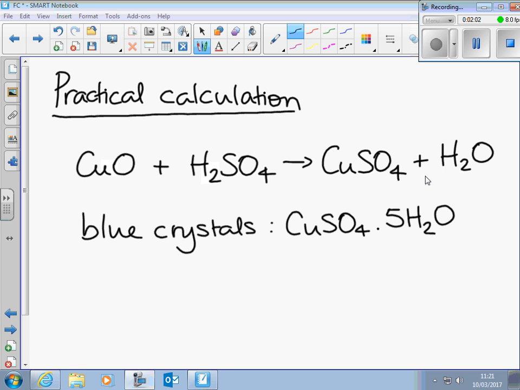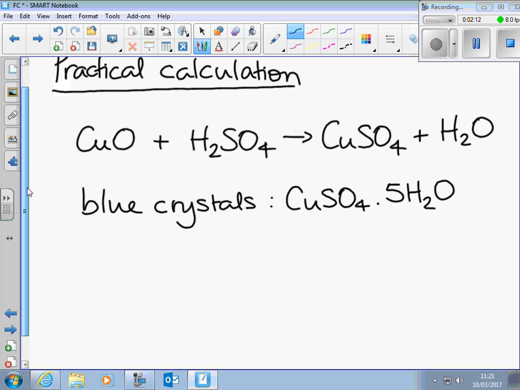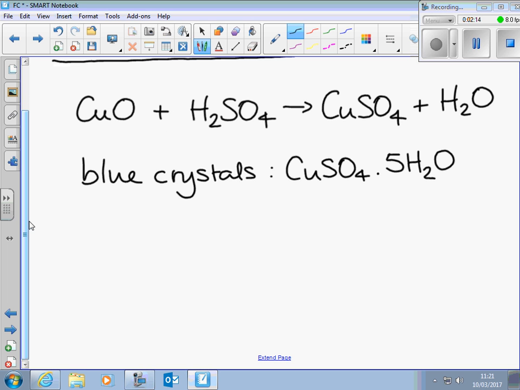So that water is going to come from what you've made. So when we're working out the whole formula mass and all that, you've got to take the water into account as well. Now, what you're going to use, it's not going to be hugely accurate, but it doesn't matter too much. You're going to use 20 centimetre cubed of the sulfuric acid. And the sulfuric acid has a concentration of 0.4 moles per decimetre cubed, which is a litre.